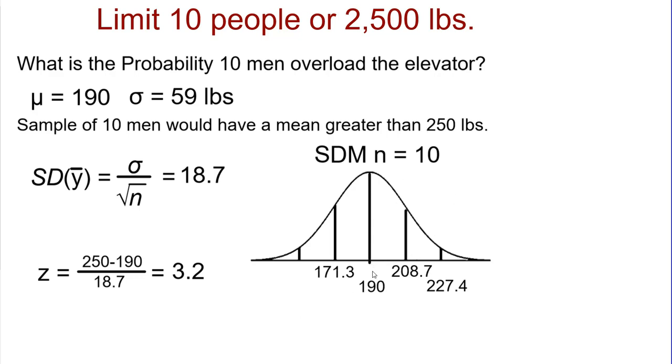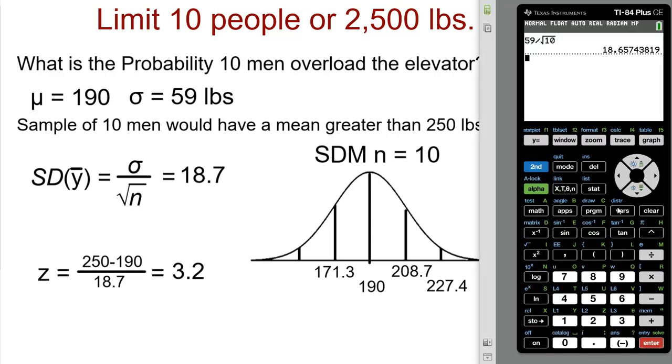Well, if we look here, how many standard deviations would I have to go over before I get to 250 pounds? This is going to be way out here. So when we find the z-score, the observation minus the mean divided by the standard deviation, it's 3.2 standard deviations. So what's the probability of that? Well, we can find that. It's not even showing up on our model, is it? By going to, let's see, it's in the distribution menu. So second, variables, distribution menu.